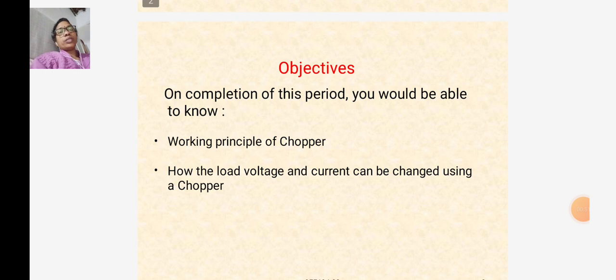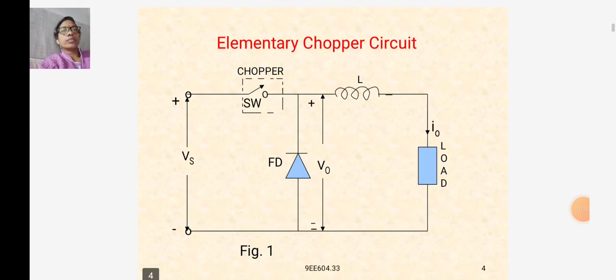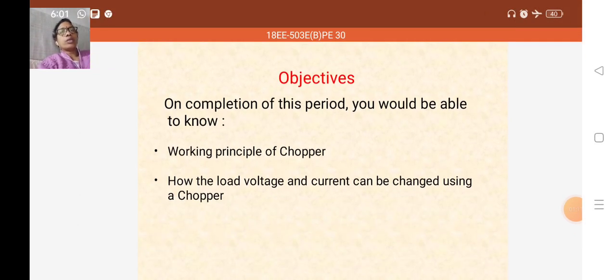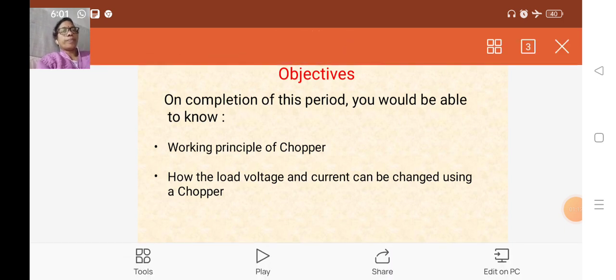Today we are going to discuss the working principle of chopper, and how the load voltage and current can be changed using a chopper. Before going to this, let us first discuss what a chopper is.